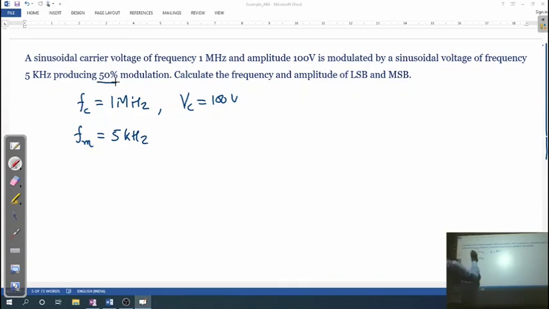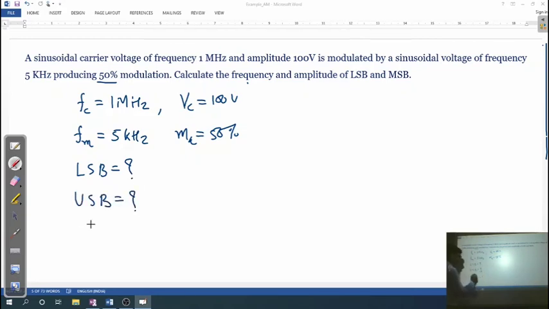What is the modulation index? It is given that Ma is equal to 50%, and I have to calculate the frequency and amplitude of the lower sideband and upper sideband. So what is my LSB and what is my USB, as well as what is the amplitude of the sideband frequency. So this is very simple.